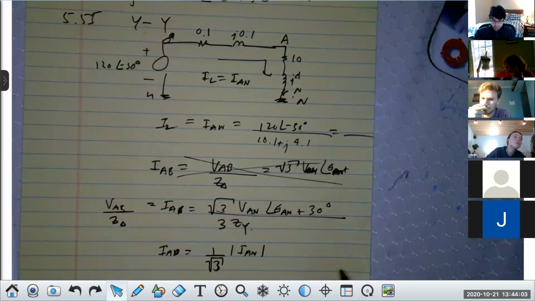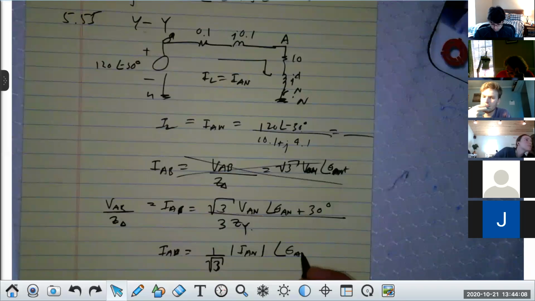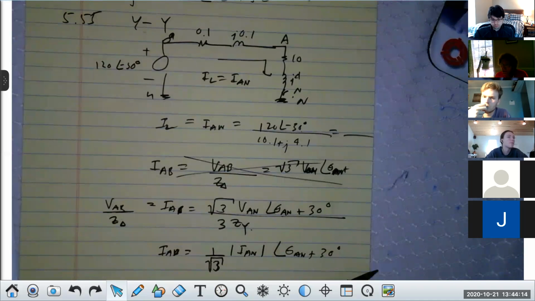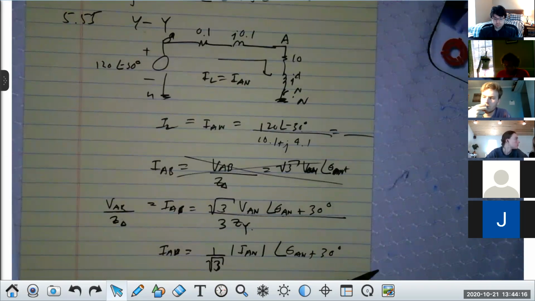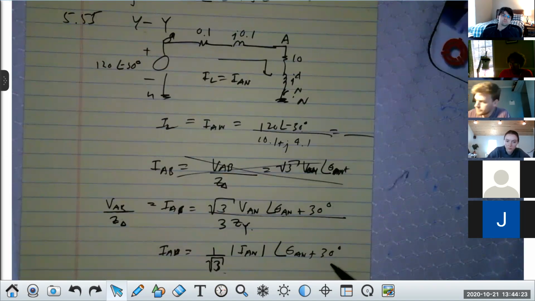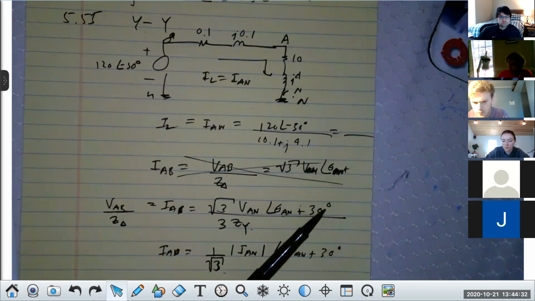Now the angle is actually the angle theta AN plus 30 degrees. And what I'm really getting at is this. Whenever you have a Y current and you want the delta current in a load, you simply divide it by the square root of 3, the magnitude, and add 30 degrees to it. Got me?